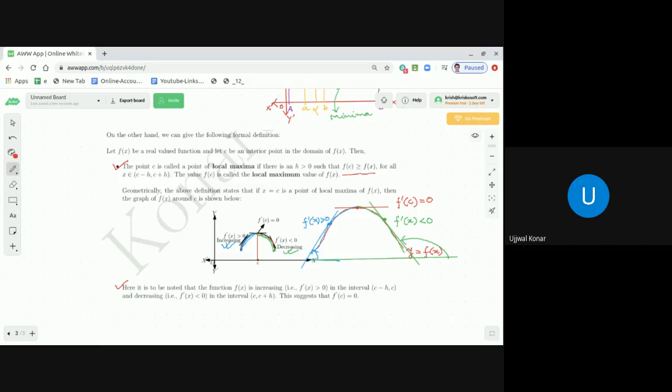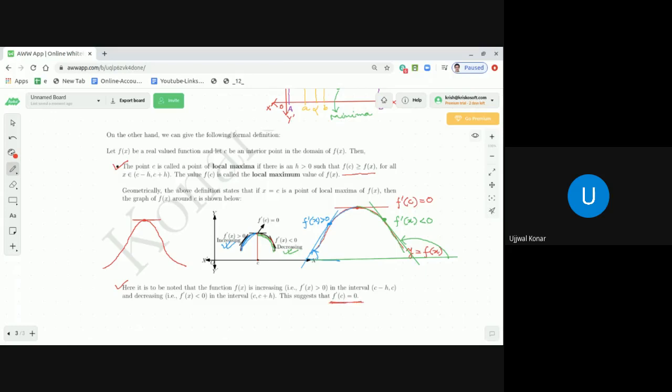Now if in some portion it is increasing and in some portion it is decreasing, then at the midpoint it has to be 0. Otherwise how can a function go from increasing to decreasing? What I mean is that if a function starts increasing and after that it has to decrease, then it has to go like this, and only then it is decreasing. So you get a point here where it is neither increasing nor decreasing. That is what f dash c equal to 0 means, as mentioned by this point, dear students.